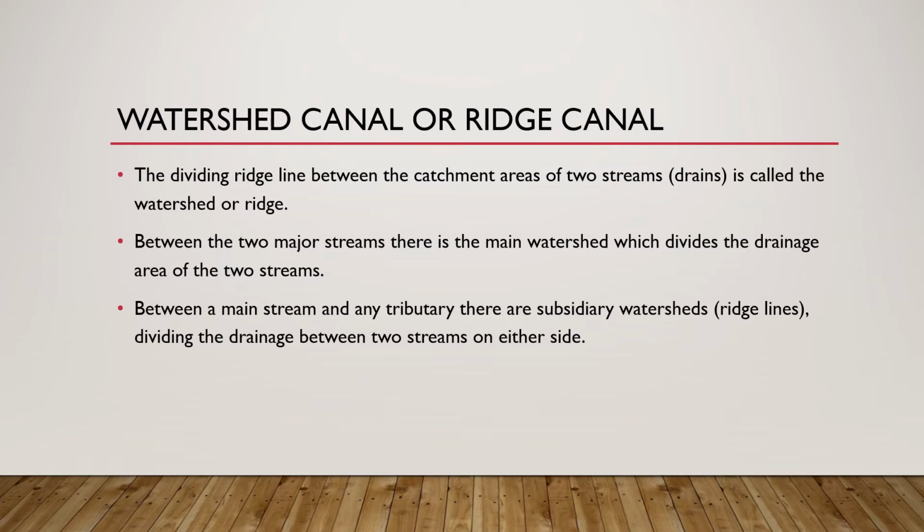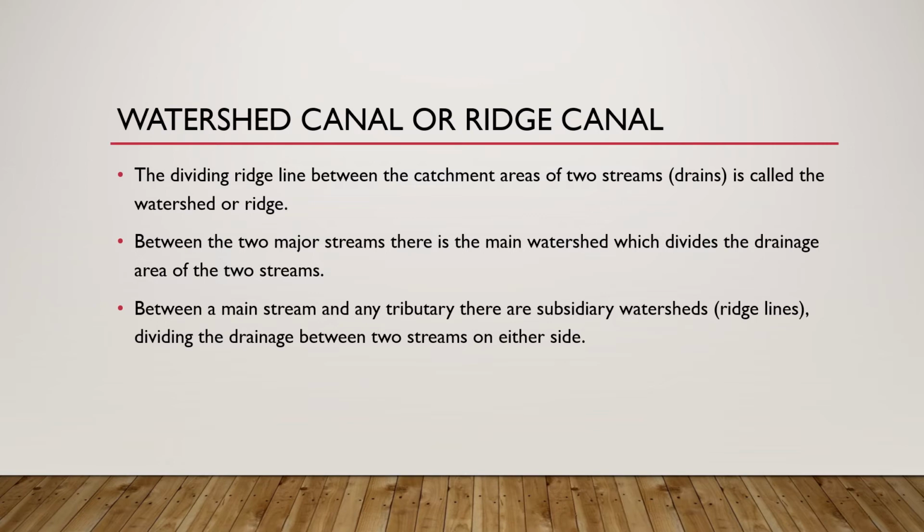Between the two major streams there is the main watershed, which divides the drainage area of the two streams. This line explains that there are two different streams; you assume they are flowing in a particular direction. Then there is a main watershed. For these two streams there is a single watershed, and from this watershed the water is being supplied for these two streams.